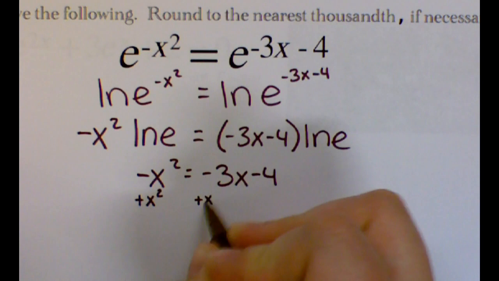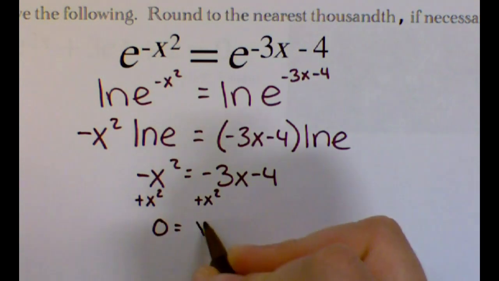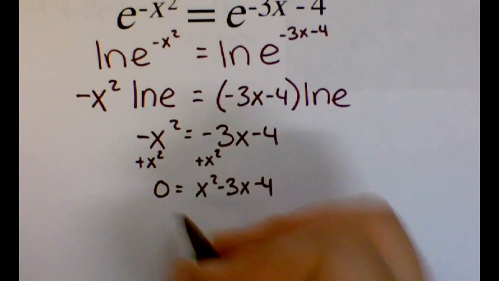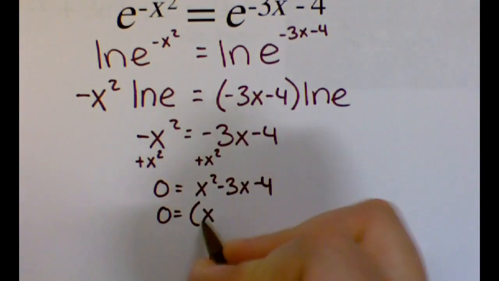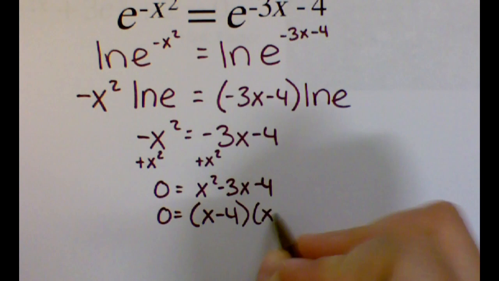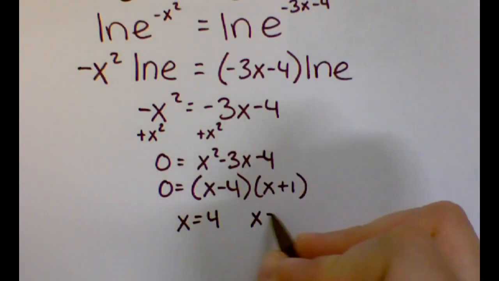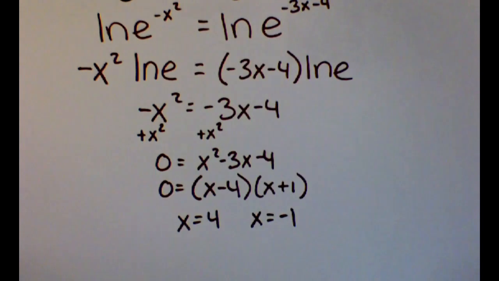Add my x squared over. I get 0 equals x squared minus 3x minus 4. Try to factor that: x minus 4, x plus 1. So we get x equals 4 and x equals negative 1. Double check our answers to make sure they work.